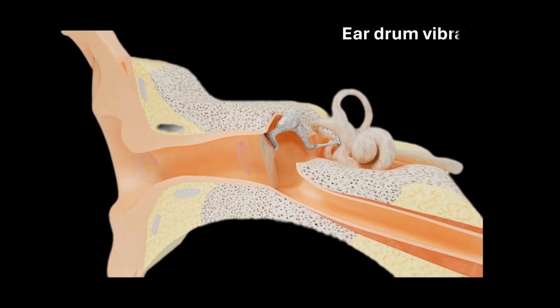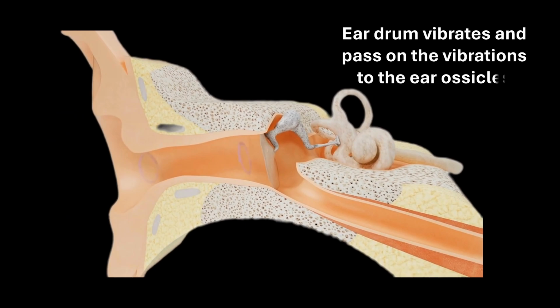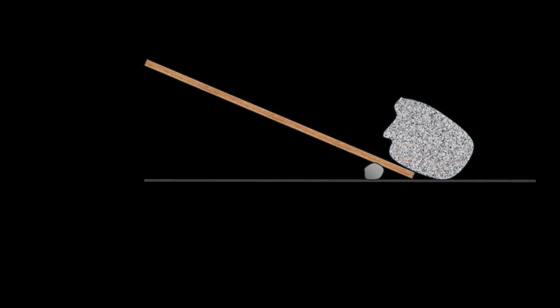the ear ossicles. These bones are not just sitting there. They act like a mechanical system that makes sound vibrations stronger before sending them into the inner ear. To understand how the ear amplifies sound, let's connect this diagram with what happens inside the ear.